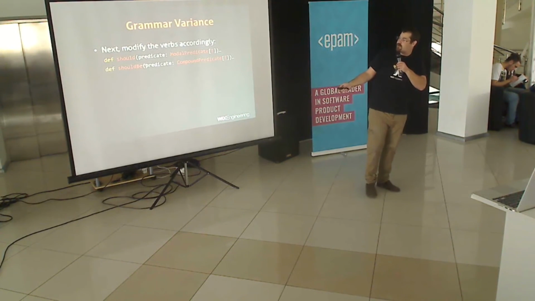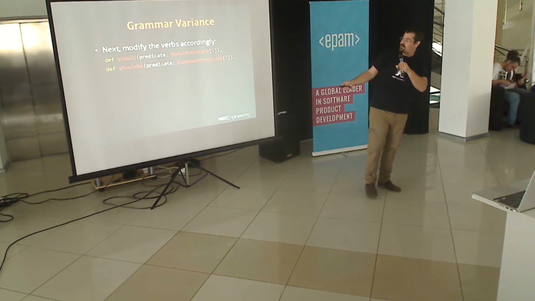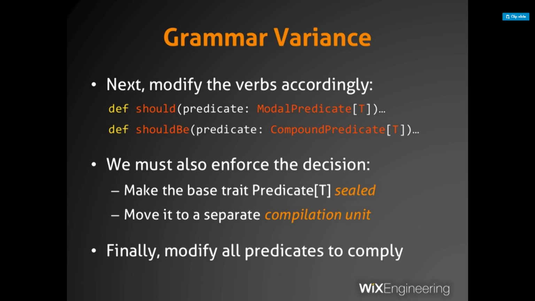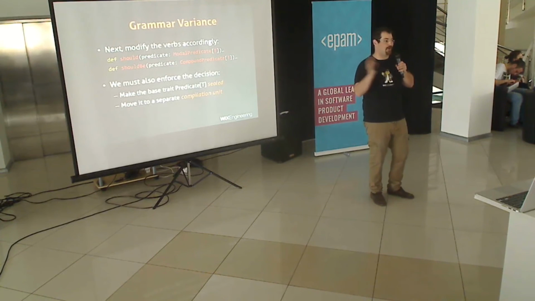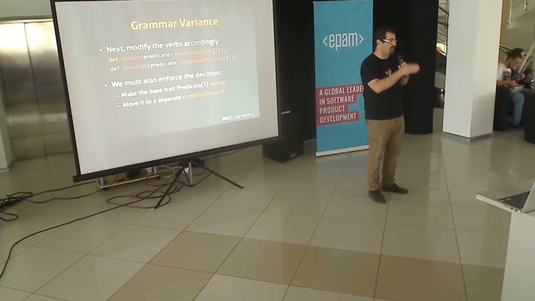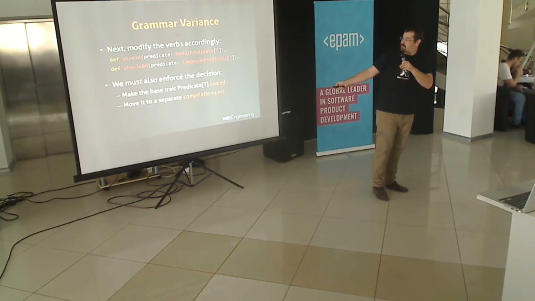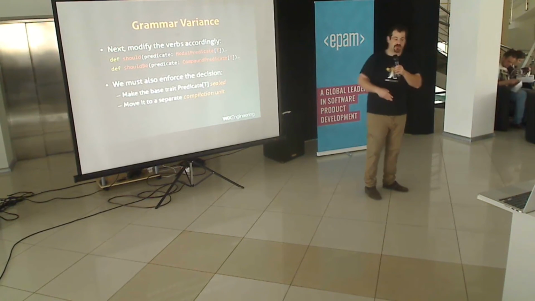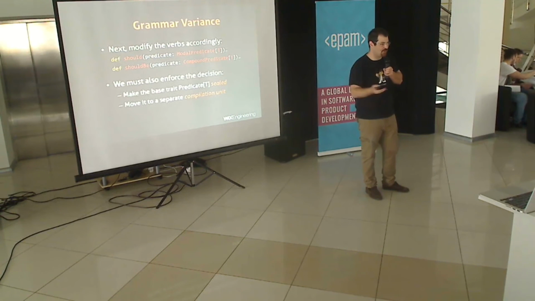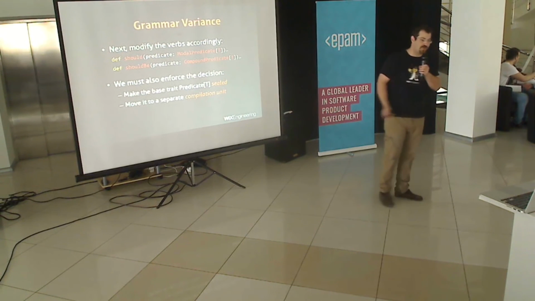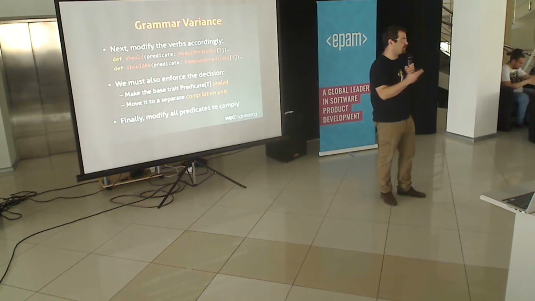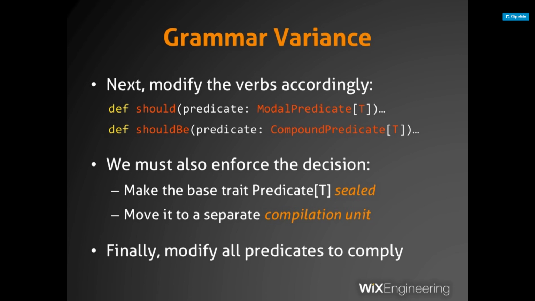Next, we need to modify our verbs accordingly. So should takes in a modal predicate, should be takes in a compound predicate. Pretty simple. But we want to enforce the decision. We don't want anyone to be able to generate just a predicate. We no longer have an action, a should or a should be, that deals with predicates. We just have those two types, modal or compound. So we make the predicate, the base trait, sealed. We move it to a separate compilation unit. No one can extend it, and no one can actually use or instantiate a predicate of T. Nice on us. Finally, we need to go through all of our different predicates and classify them. Well, simple enough. Now we have a sensible sentence structure. Good on us.